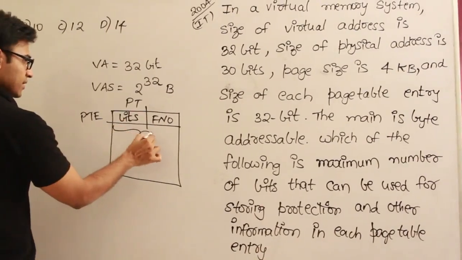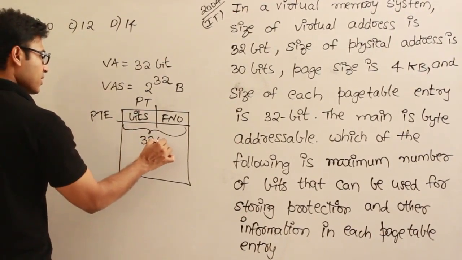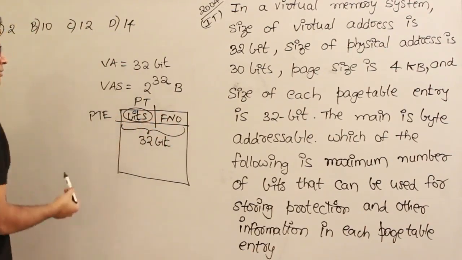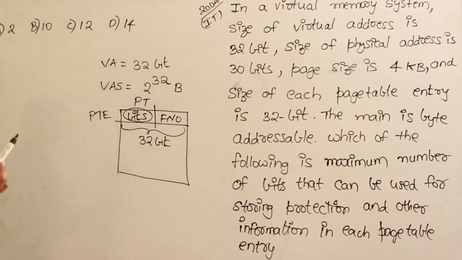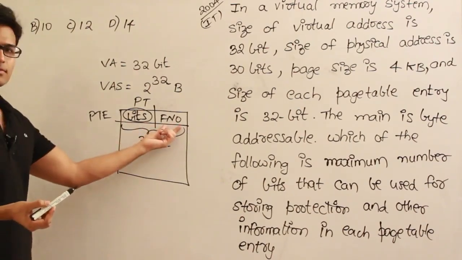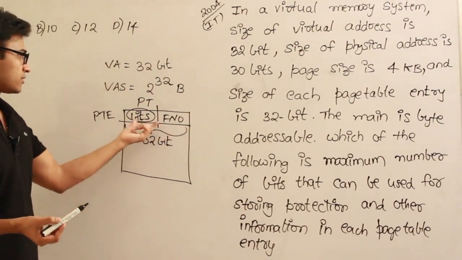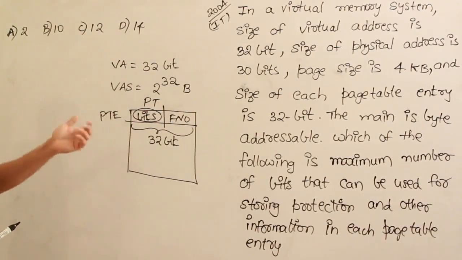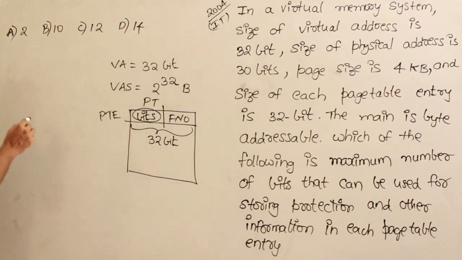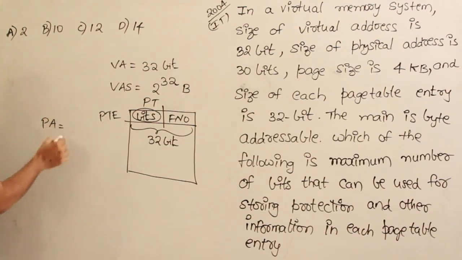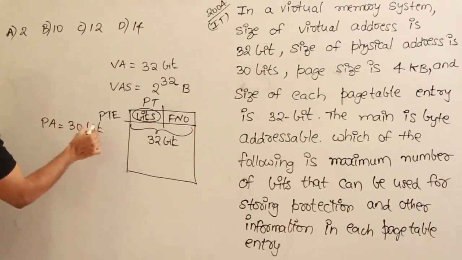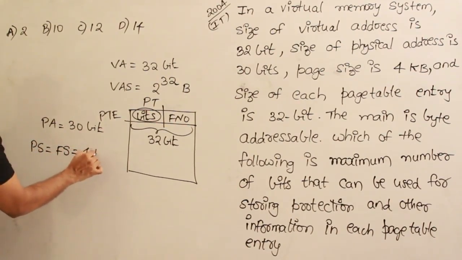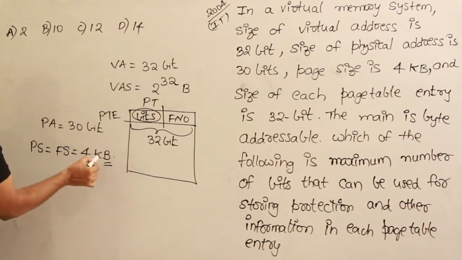Now they are saying that this entire entry put together is 32 bits, right? And they are asking how many bits are in the remaining part other than the frame number. In order to find that, you first find the frame number, and then subtract it from 32 and you get the answer. So what are the relevant fields? You need not worry about all the parts. They are saying that the physical address is 30 bits, and page size equals frame size equals 4KB, and it is byte addressable.